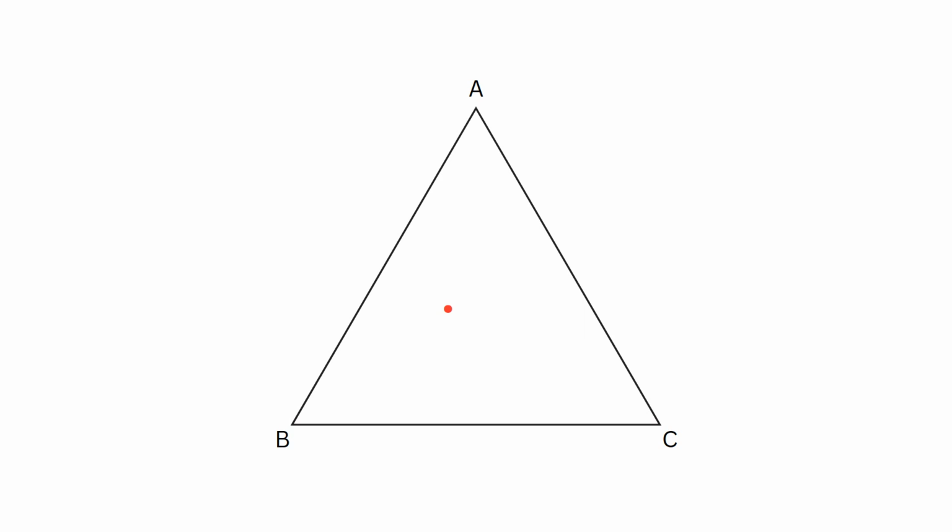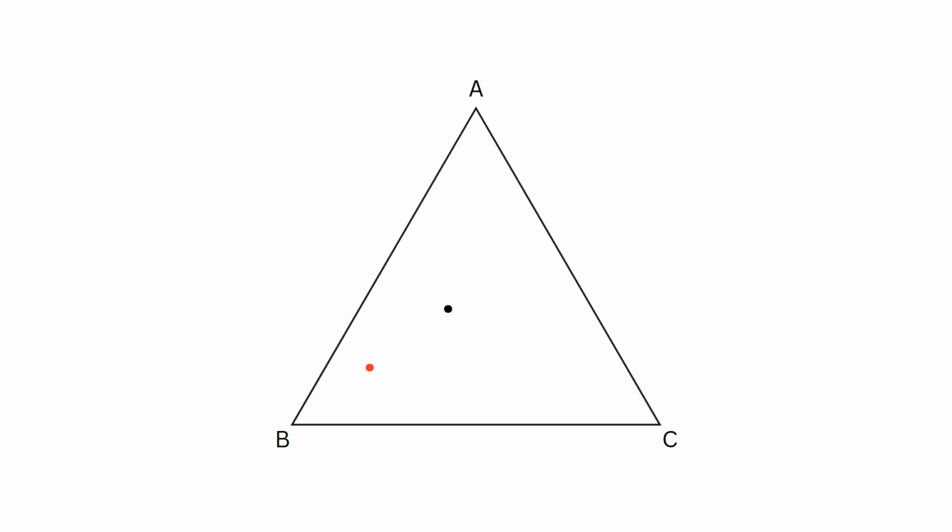Now, let's follow a simple rule to generate the Sierpiński triangle fractal. Here's how it works. At each step, we randomly choose one of the three vertices, A, B, or C. Let's say we choose point B. We then draw a new point exactly halfway between the previously drawn point and point B.